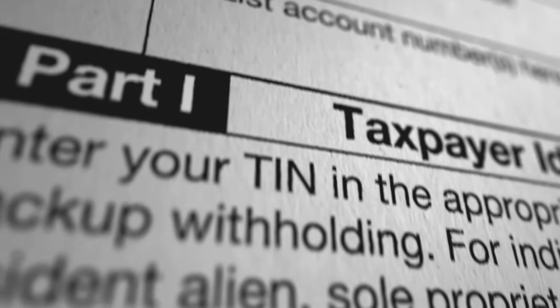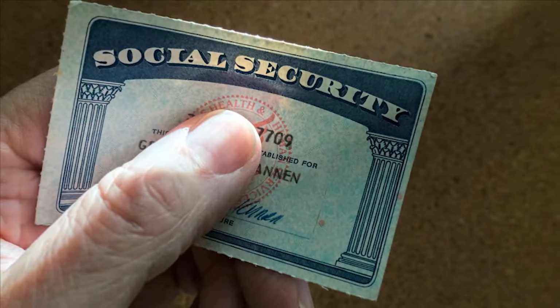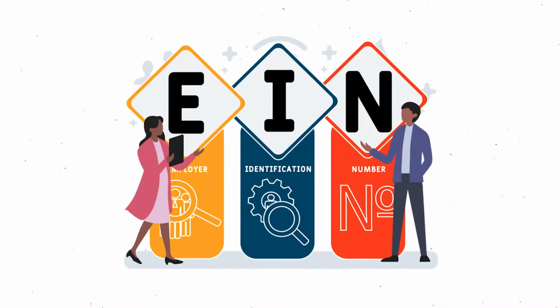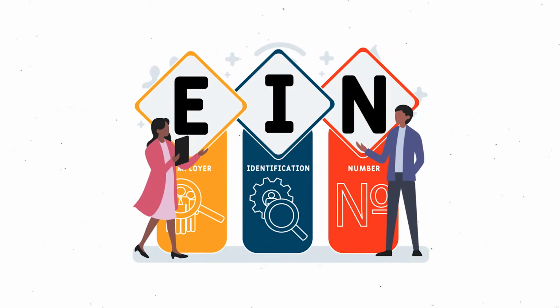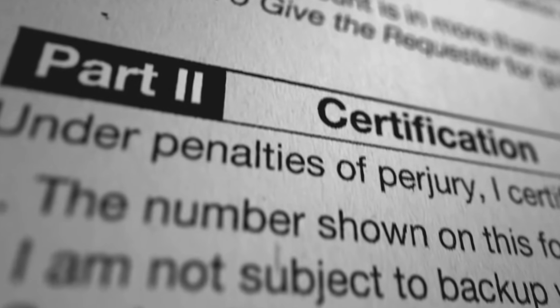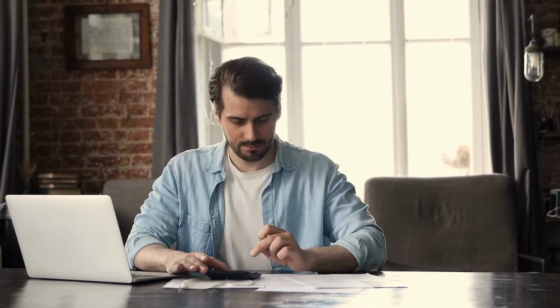Part 1. TIN. For this section, you will have to provide your taxpayer identification number, or TIN for short. As an individual, this will also be your social security number. It may also include your employer identification number, or EIN for short, if you are a multi-member LLC, C corporation, or S corporation. Part 2. Certification. This section will require you to sign and input the date on the form, proving and taking responsibility that all the information you have provided thus far is accurate.